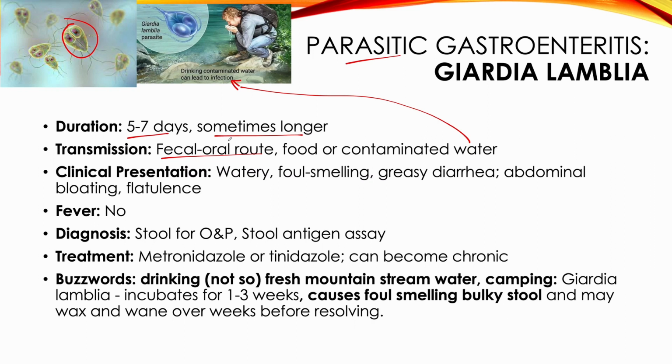And the diagnosis is made usually by stool antigen. It's better, but you can also do a stool ovum and parasites. And treatment, usually metronidazole or tinidazole. If it's not treated, it can become more chronic in nature. Again, buzzwords are going to be drinking not so fresh mountain stream water or patients that go camping. And like we said, causes foul-smelling, bulky stool, and it can wax and wane.